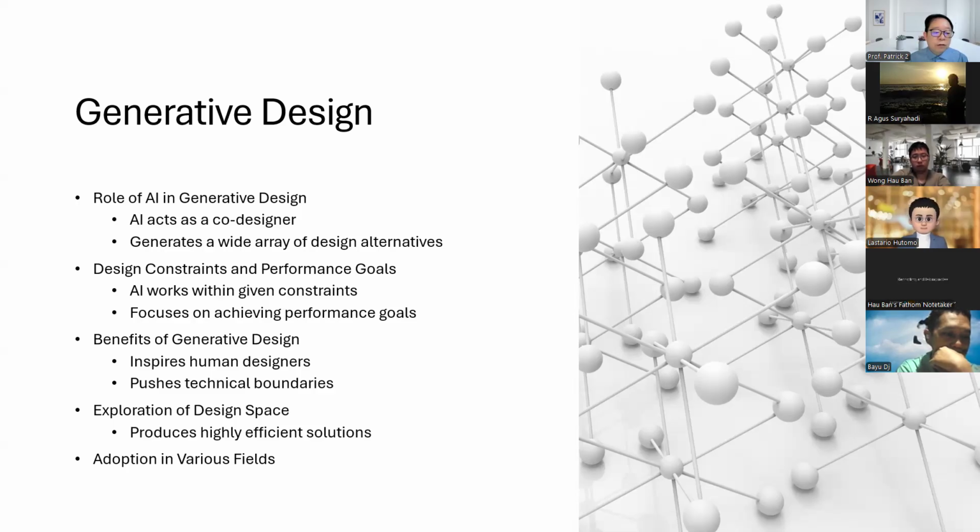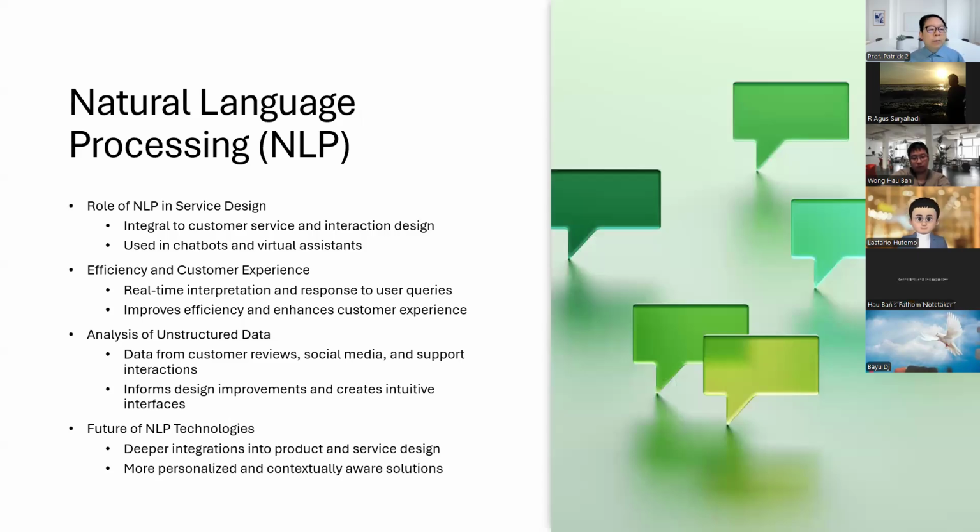So what is the benefit of generative design? It will inspire our human designers, right? And then we are able to have a better technical boundary, right? We can push the technical boundary. It means we are able to get better and better technology to help us. So that is what we call pushing the boundary. And of course, providing a more efficient solution. So that is how we can explore different types of design space. At the end of the day, we are able to adapt into different fields, different industries also. So NLP, right? Language processing. The role of NLP in design, service design, integrated in the services.